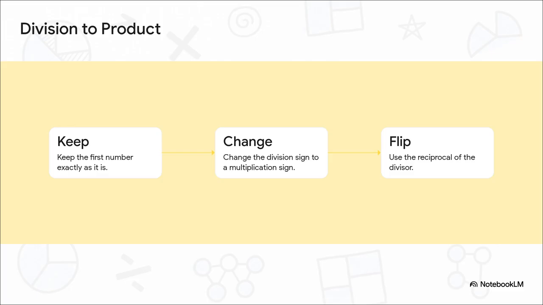Step 1, keep the first number exactly as it is. Step 2, change that division sign into a multiplication sign. Step 3, flip the second fraction, the divisor, into its reciprocal. And then, just multiply straight across like we did back in section 1. It turns a seemingly complex division problem into a super simple multiplication task.